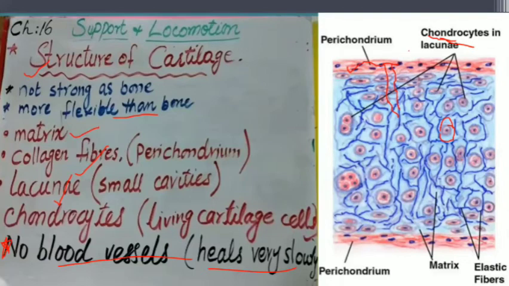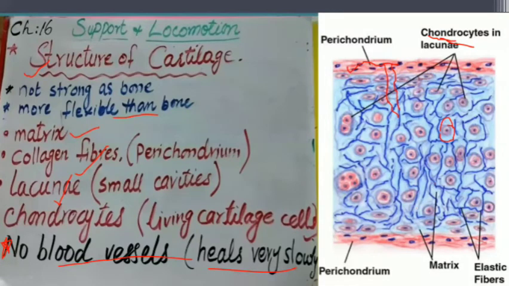So unlike bone, what happens? Cartilage does not have... embryological stage. The human skeleton is made up of cartilage, not of bones. After that, most of the cartilage is replaced by bones. It is replaced with the bones.